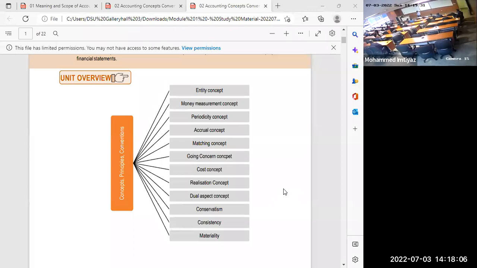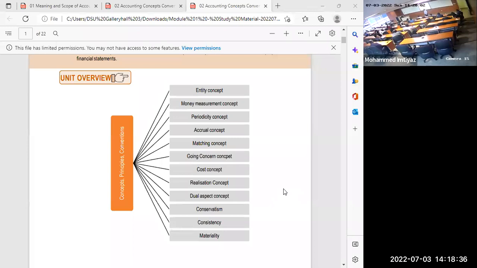Every business organization will close its books of account to know the business profit or business position only for 1 year, 12 months, periodicity concept. Current year income and current year expenditure should be compared. I can't compare last year's income with the current year's expenditure to find out the profit. Periodicity concept. Next one, accrual concept. Anybody knows accrual concept?